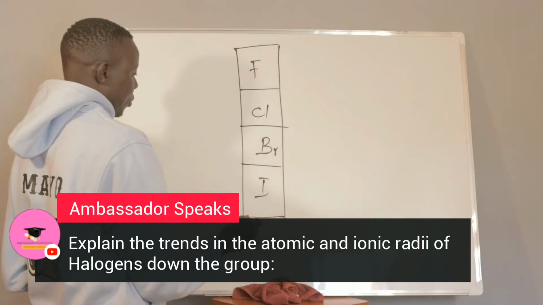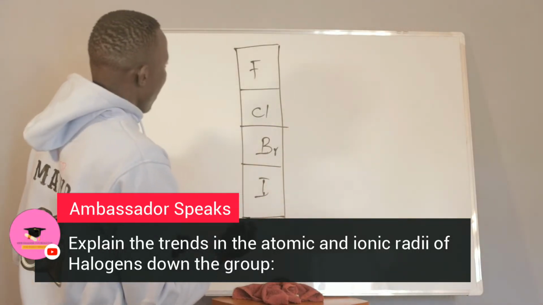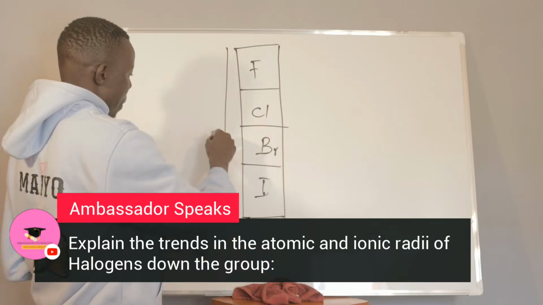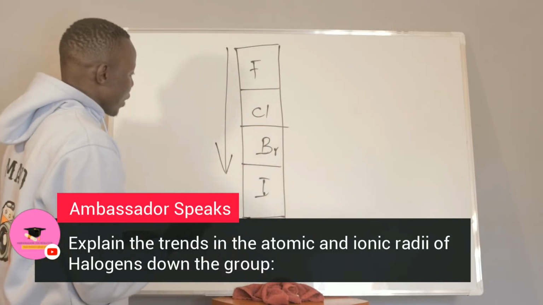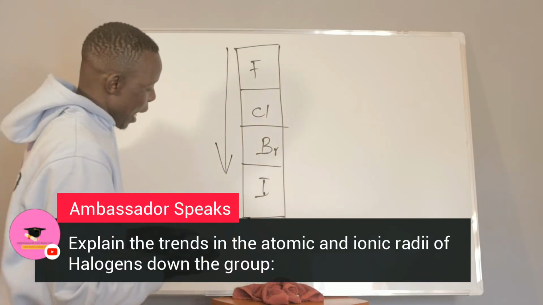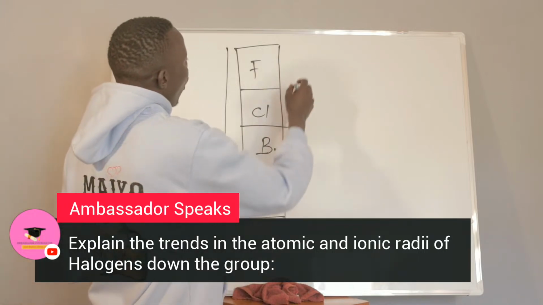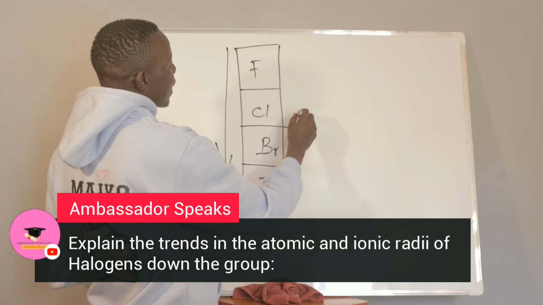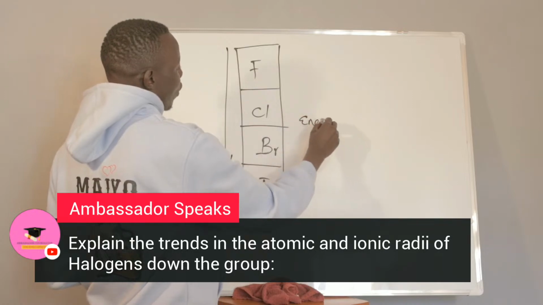So now, the trend in terms of size, how does it work? As you move down the group, there is increase in number of occupied energy levels.